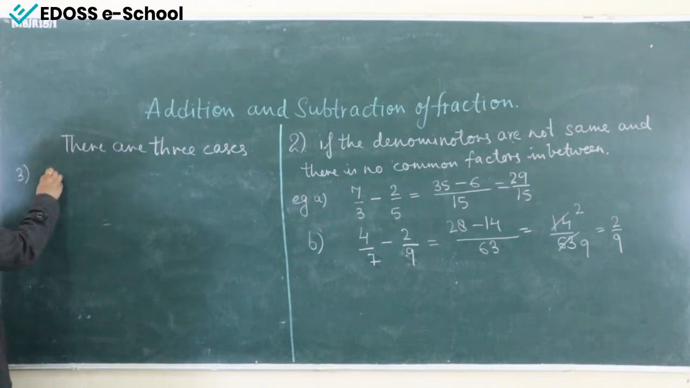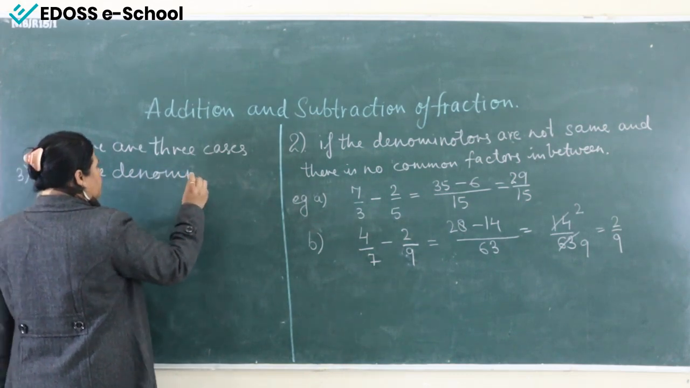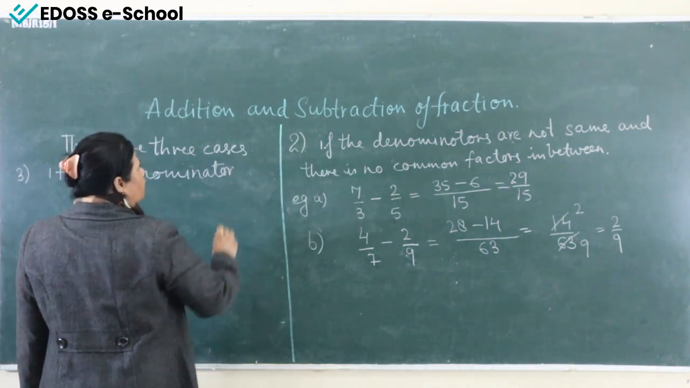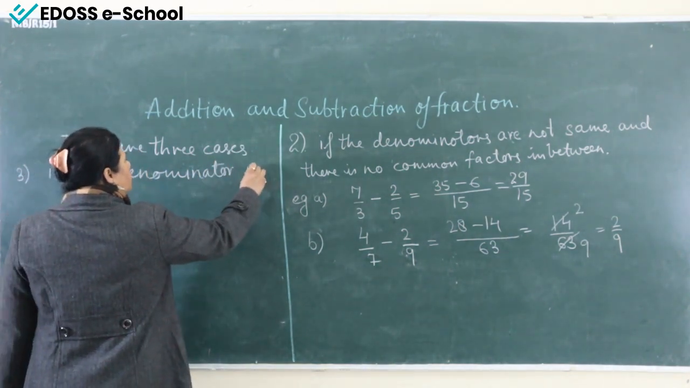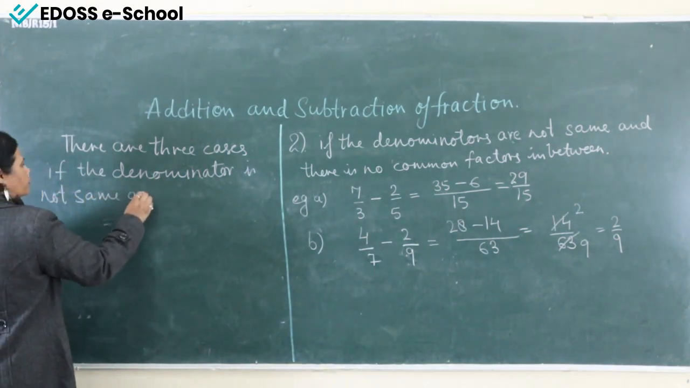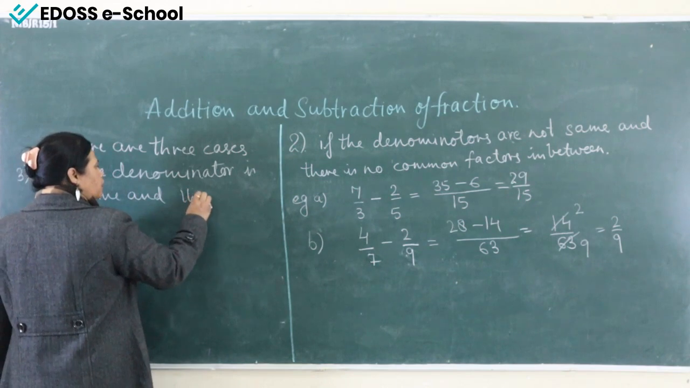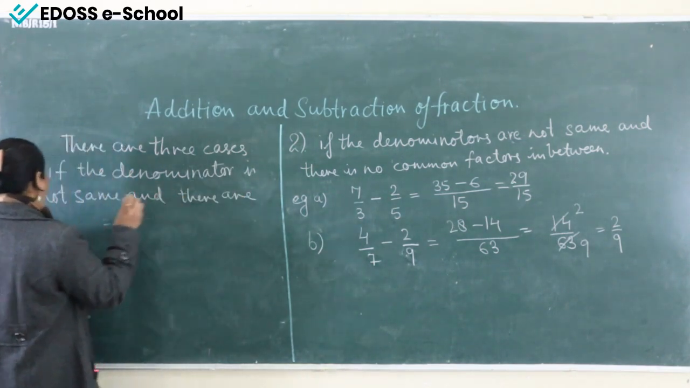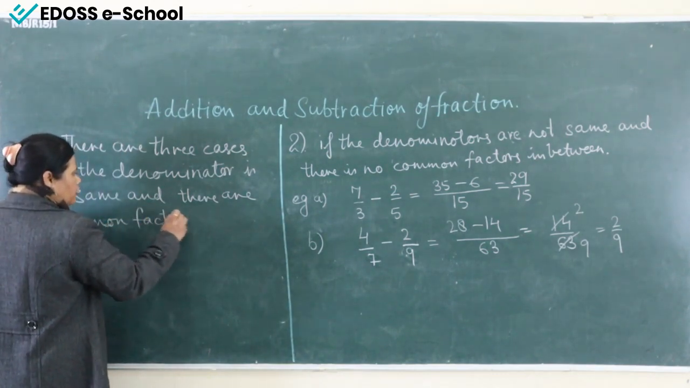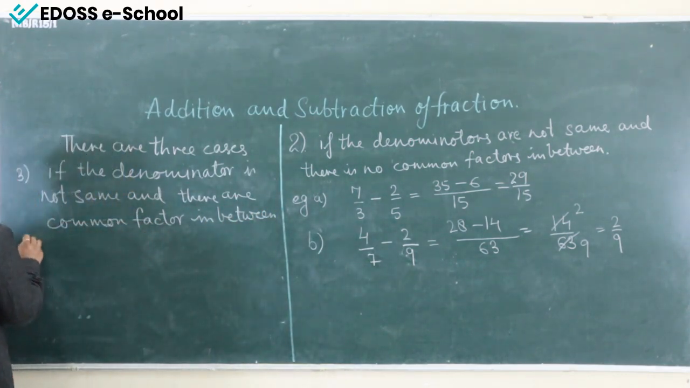My third case is if my denominators are not the same and there are common factors in between. So what you will do, again you see the example A.